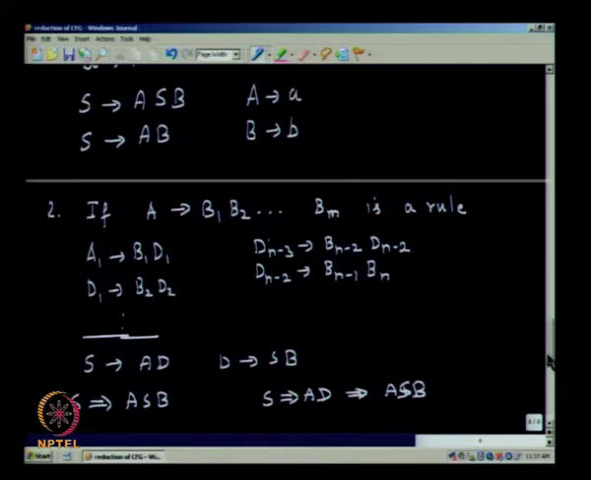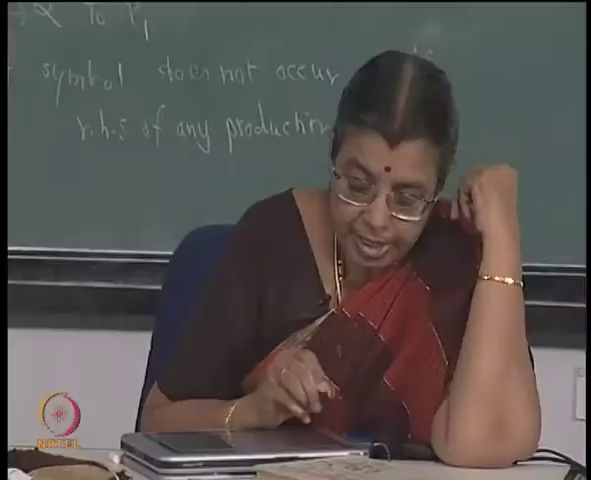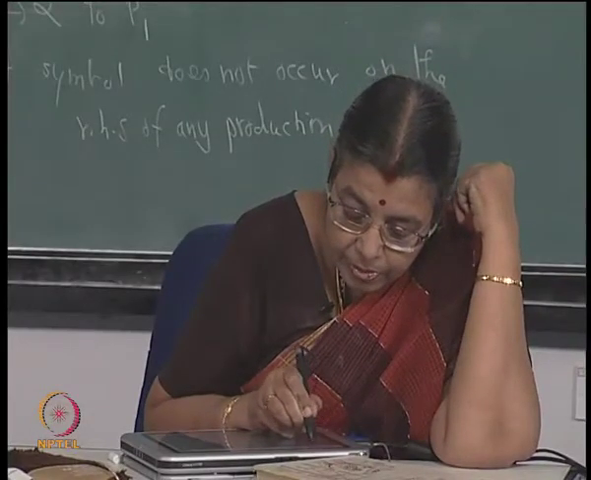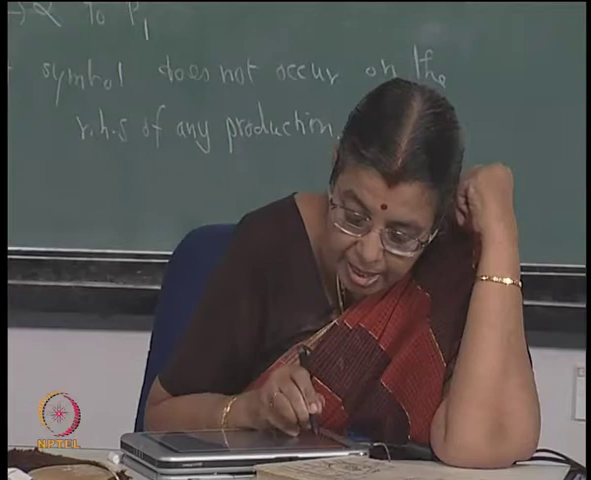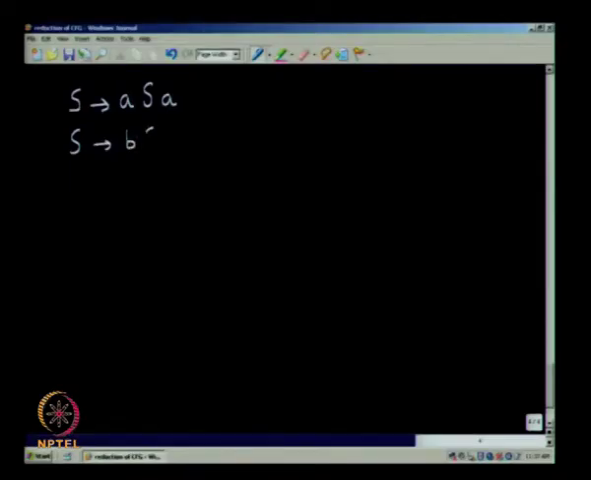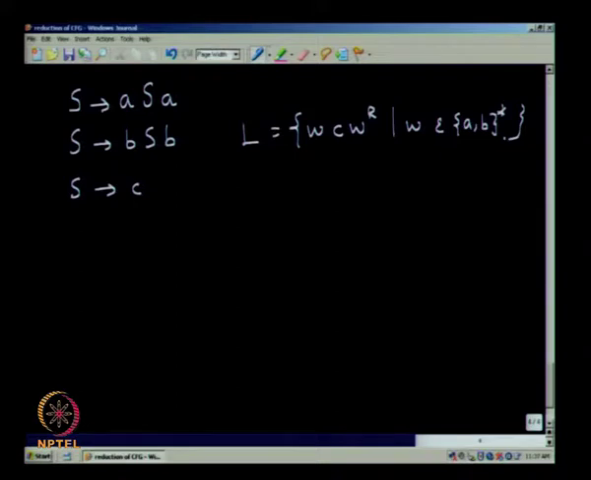So, without any problem, any grammar you can convert into Chomsky normal form. Let us take one more example. S goes to ASA, S goes to BSB, S goes to C. What is the language generated? The language generated consists of strings of the form WCW^R, where W belongs to {A,B}*, any string of A's and B's. Now convert this into Chomsky normal form.